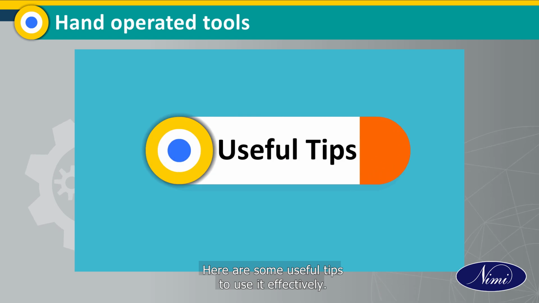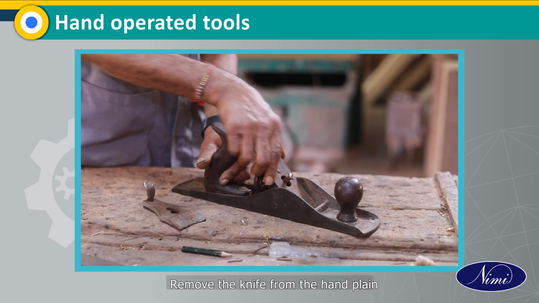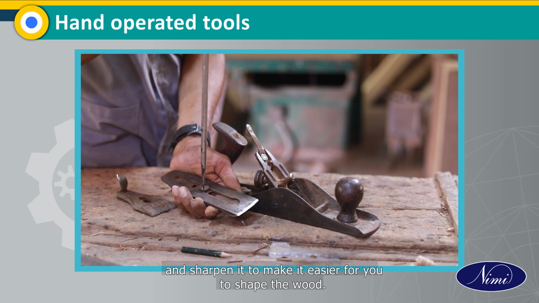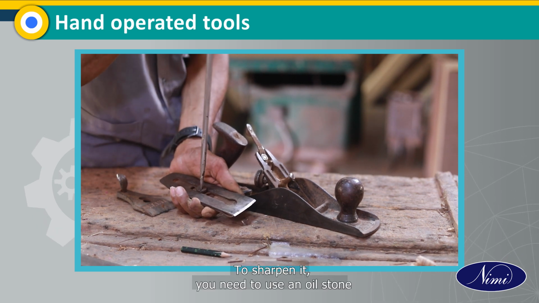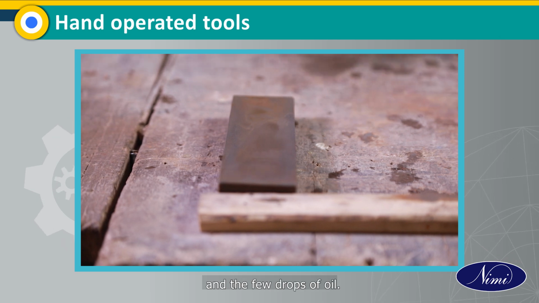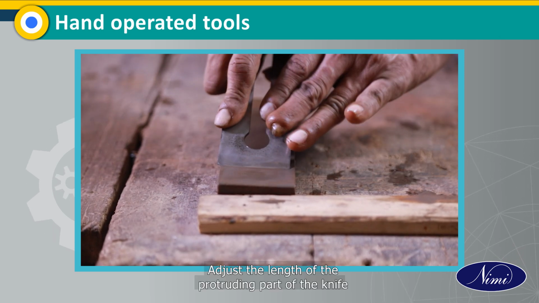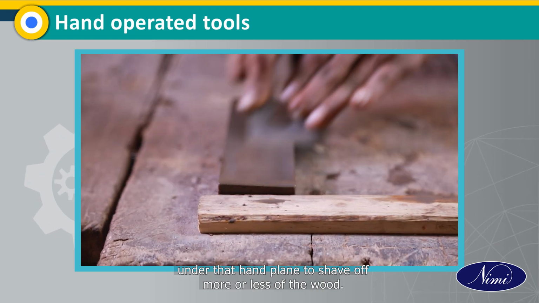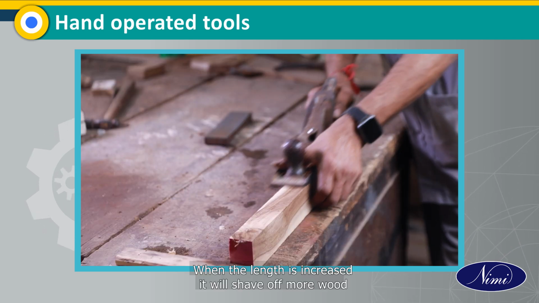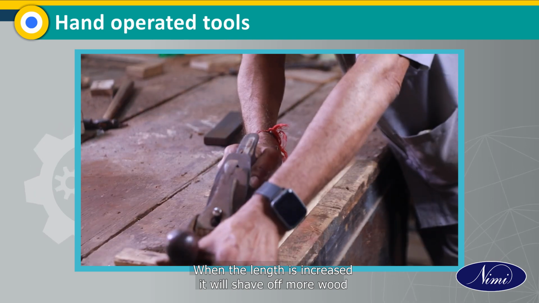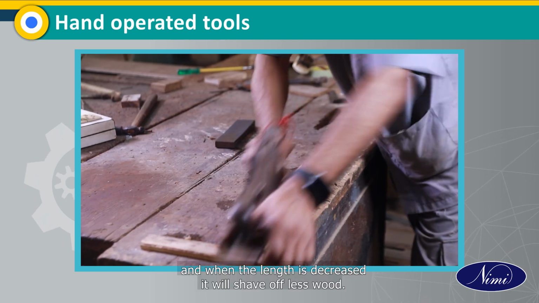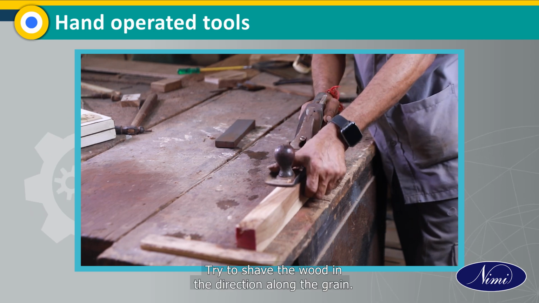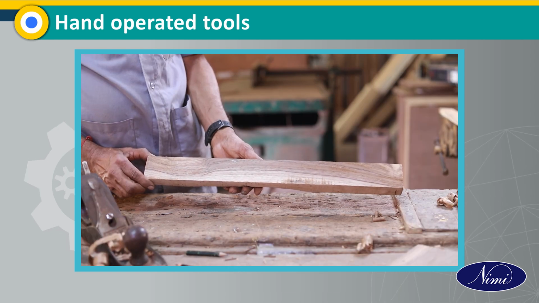Here are some useful tips to use it effectively. Remove the knife from the hand plane and sharpen it to make it easier for you to shave the wood. To sharpen it, you need to use an oil stone and a few drops of oil. Adjust the length of the protruding part of the knife under the hand plane to shave off more or less of the wood. When the length is increased, it will shave off more wood, and when the length is decreased, it will shave off less wood. Try to shave the wood in the direction along the grain. We are done with this tool.